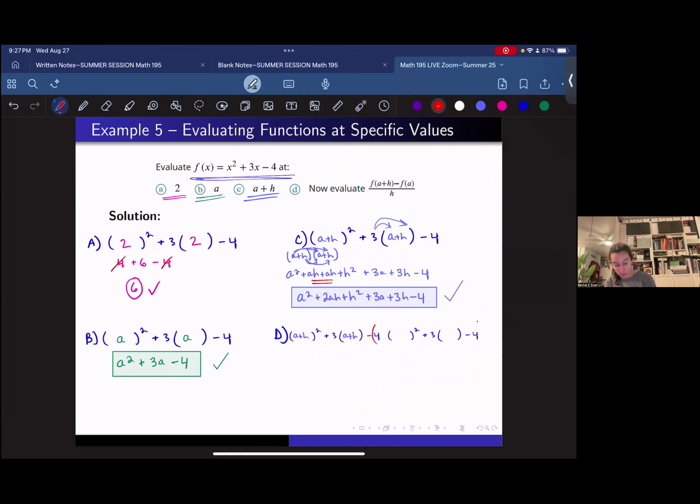So we want to make sure this whole thing's in parentheses because we're going to be distributing. I put the parentheses in the wrong spot, right over here. I forgot the minus. So we have minus f of a. And our f of a is what we had in part B. And this is all over h.